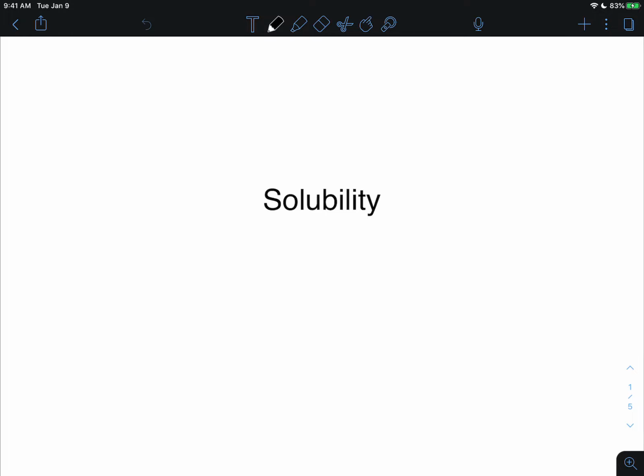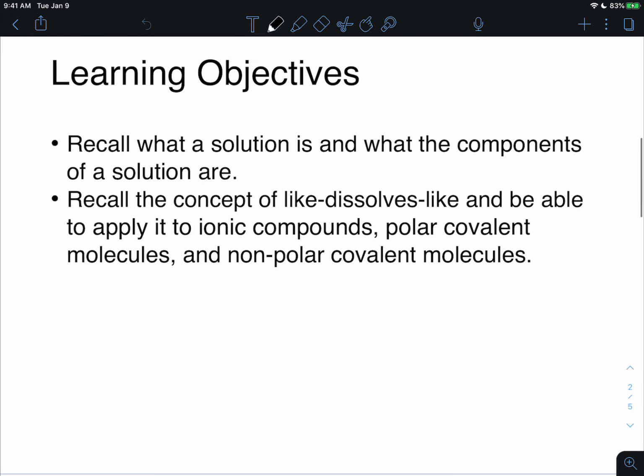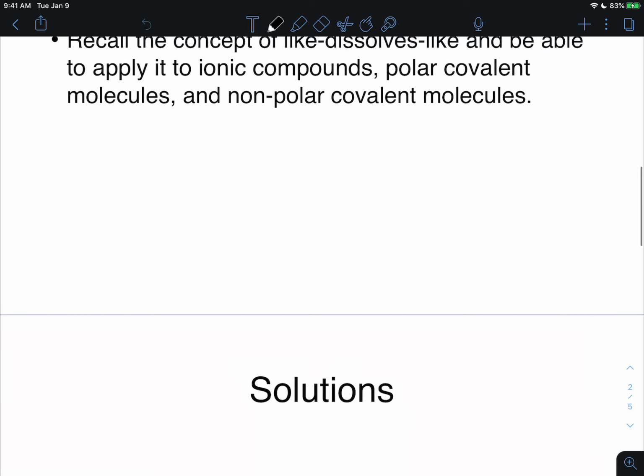Hey guys, in this video we're going to be talking about the idea of solubility. Solubility is very important in this unit as this unit is dealing with aqueous solutions. So we have to understand what makes something soluble in water so we can understand the reactions that are going to occur within water. By the end of this video, you should be able to recall what a solution is and the components of a solution, along with understand the idea of like dissolves like and apply it to ionic compounds, polar covalent compounds, and non-polar covalent compounds.